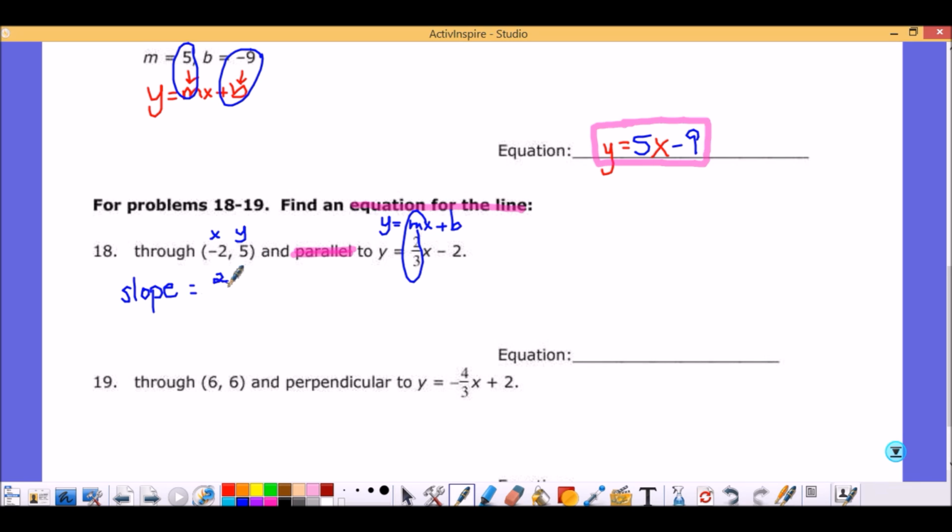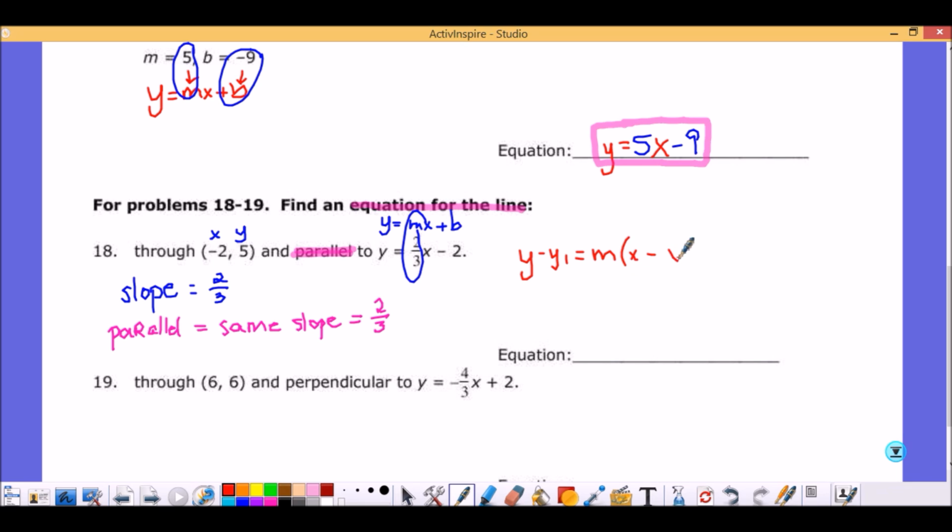Now remember, if I want a parallel slope, that means it's going to be the same. So parallel means the same slope. So that's going to remain as 2 over 3. All right, so for the equation, I'm going to need my point-slope form: y minus y1 equals the slope times x minus x1.